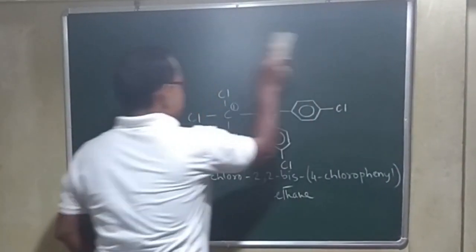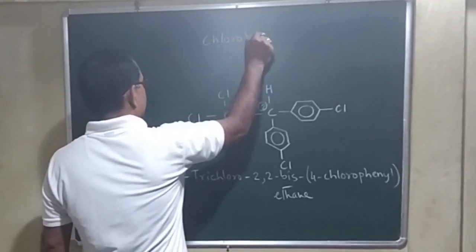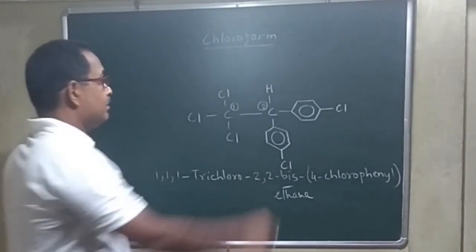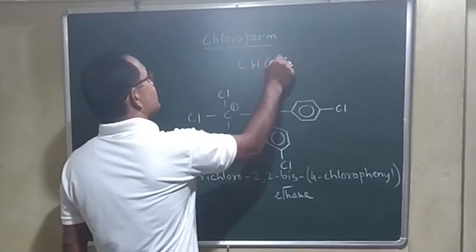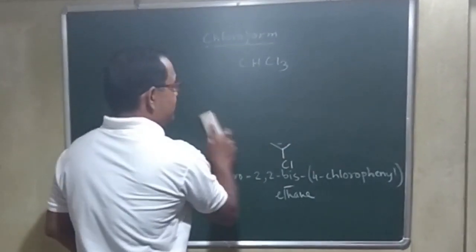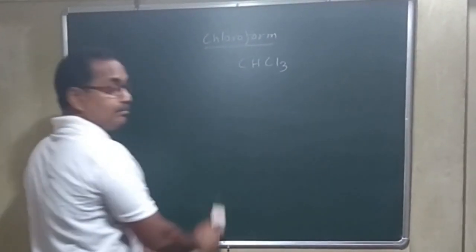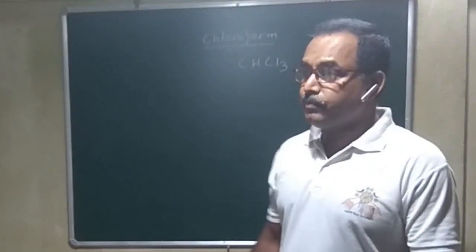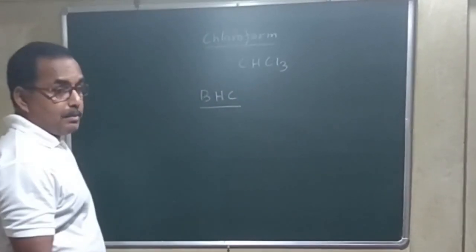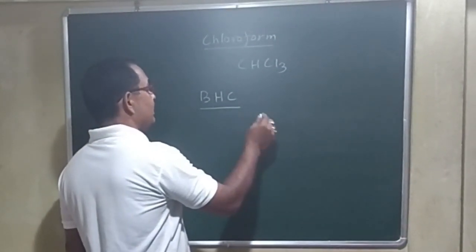Another such compound is chloroform. This is an important compound. Its structure is very simple, CHCl3. In IUPAC system it will be called trichloromethane. Now what is chloroform? Chloroform is an anesthetic. So BHC. This is also a useful compound of alkyl halide or haloalkane, halogen derivative of alkane.